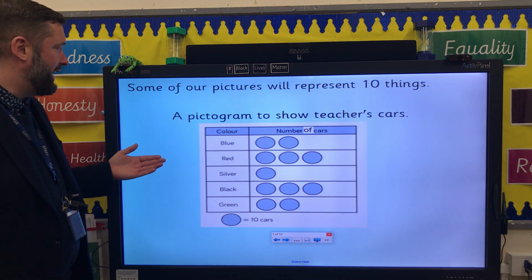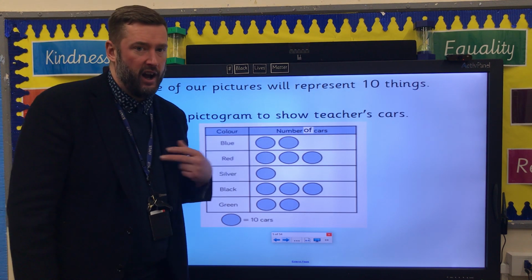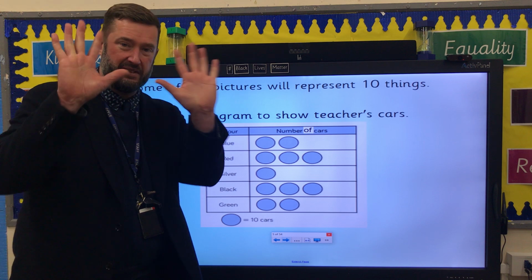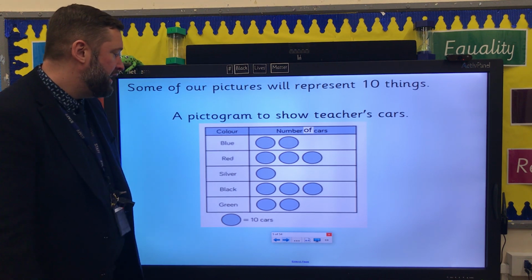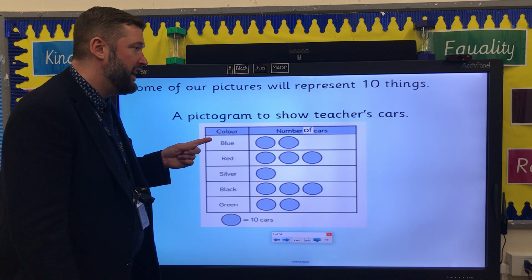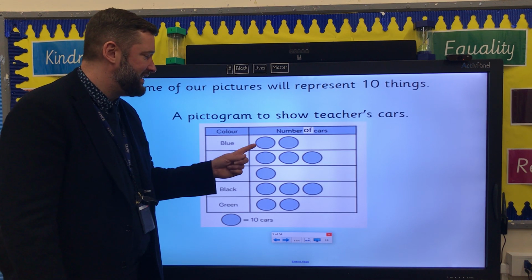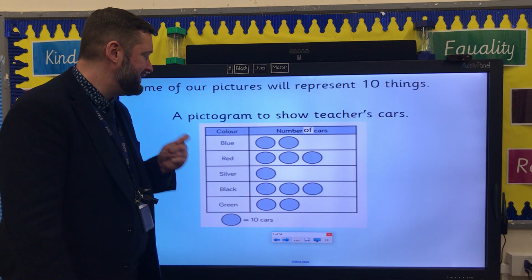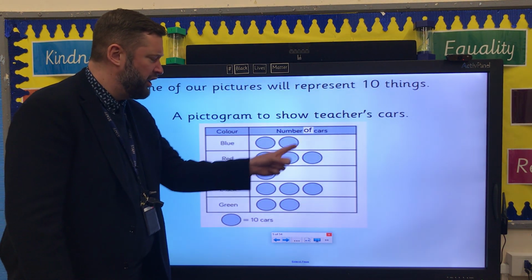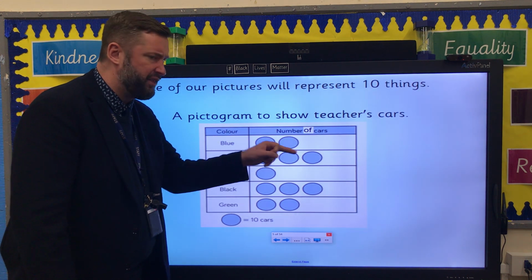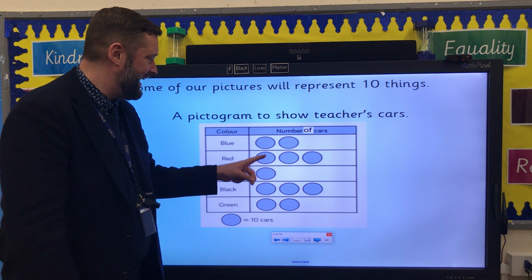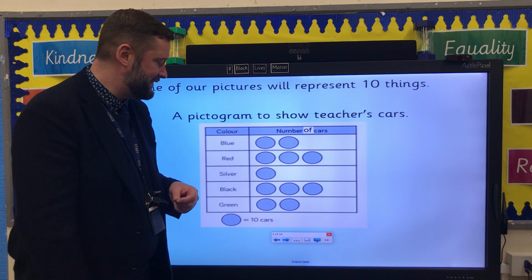So this pictogram shows teachers' cars, okay? And the key shows me that one circle equals 10 cars. So let's have a look at the blue cars. How many blue cars were there? I'm going to count in 10s. 10, 20. 20 blue cars. How many red cars were there? Well, do you know what 3 10s are? Because there are 3 circles. 3 10s are 30. 10, 20, 30. What a quick way to count.